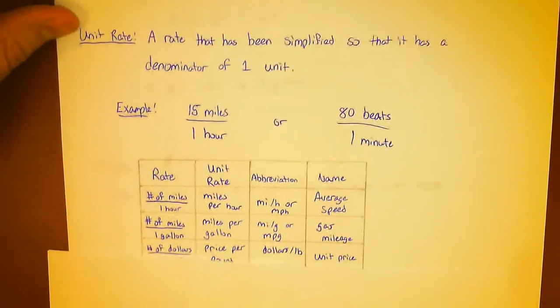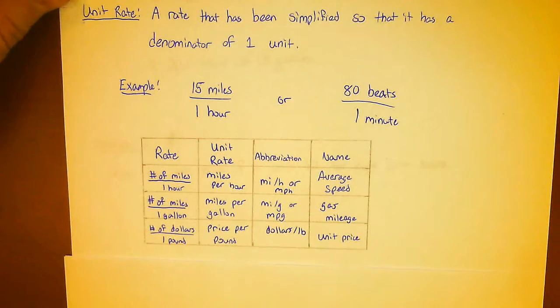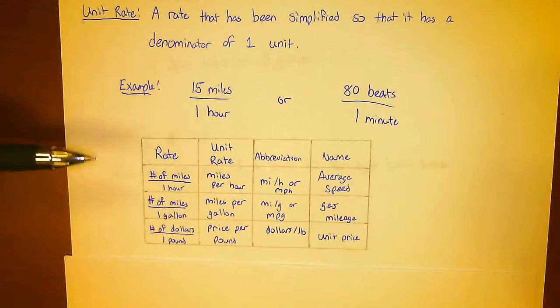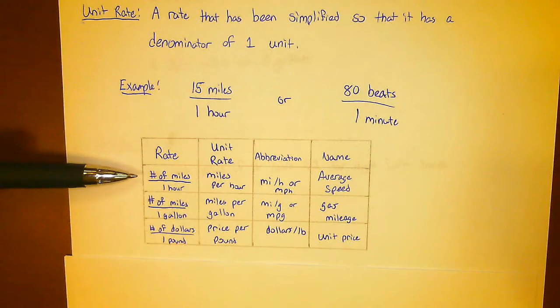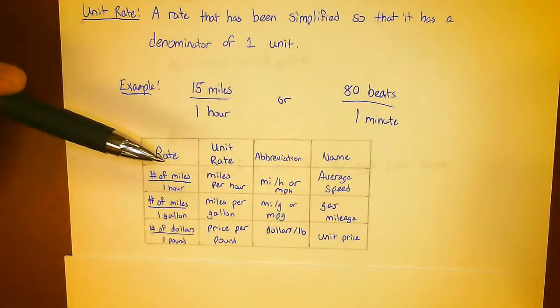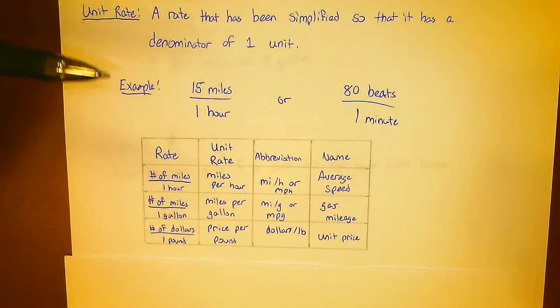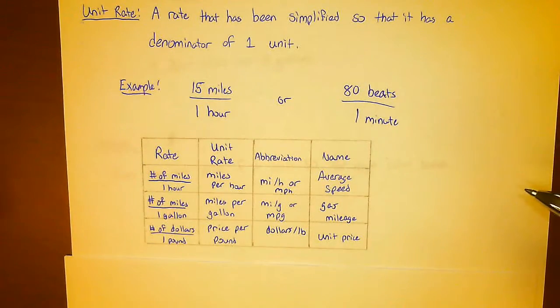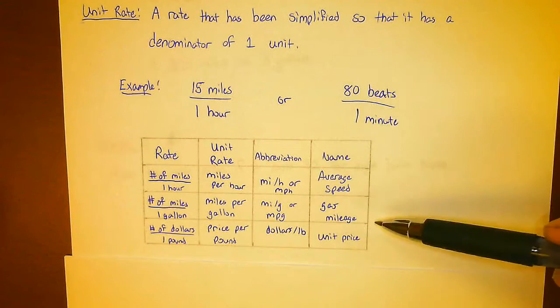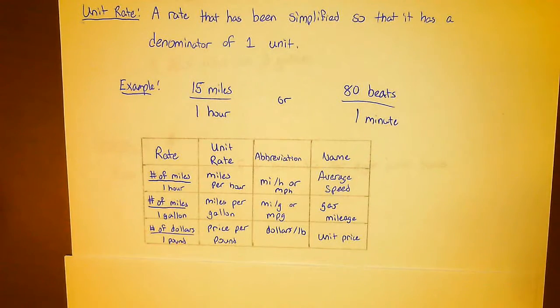There's a neat little table that goes along with this. They'll show you different ways to display answers. So you've got rate, which is the number of miles over an hour. And that can be described as miles per hour. You can abbreviate it as miles over hours, or MPH. And you get a name for it too, average speed. So that gives you a couple examples of different rates, unit rates, abbreviations, and names that will be used in examples in this lesson.